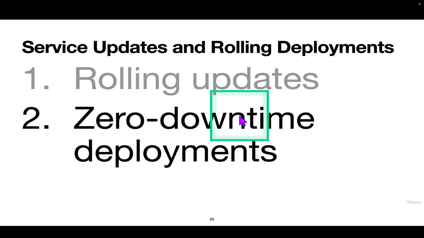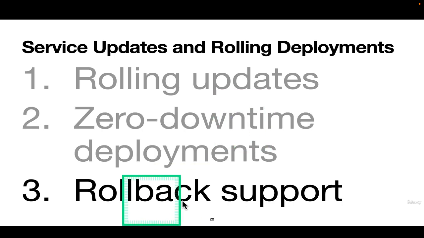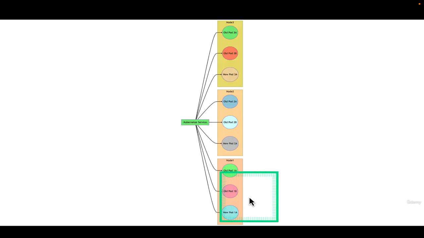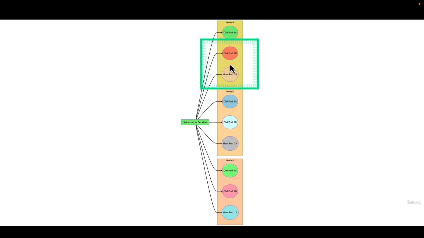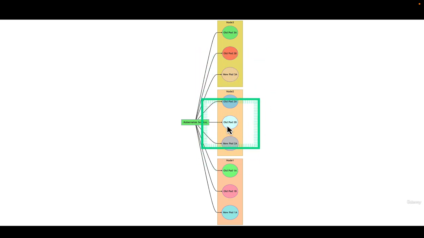Zero downtime deployments can be achieved. And rollback support. Kubernetes supports rollback functionality, allowing you to revert a service to a previous state in case of issues during the update process. For example, you have an old pod and you do a service upgrade or a deployment of a new version, and a new pod comes up, and then it will go one by one. Eventually all old pods will get replaced by new pods.